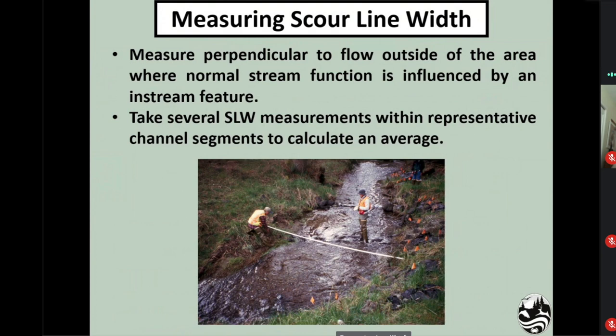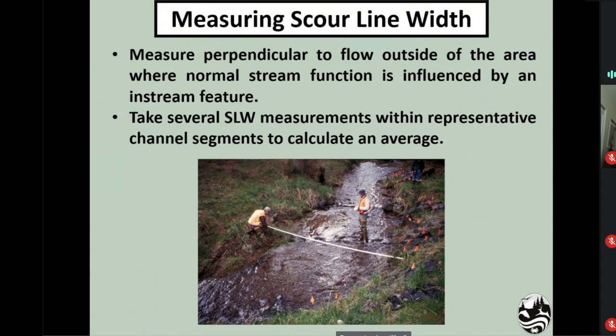Scour line width, just like bank full, you can take several measurements. In this photo here, you can see that it might not be the best place to take this measurement. It's kind of on a bend. It's the beginning of a bend, whereas just upstream, it's a little bit more of a straight stretch. The most important thing is to measure where it's a good representation of the stream. The scour line width and the bank full width are real indicators as to how much water this stream will convey throughout the year and throughout different seasons.